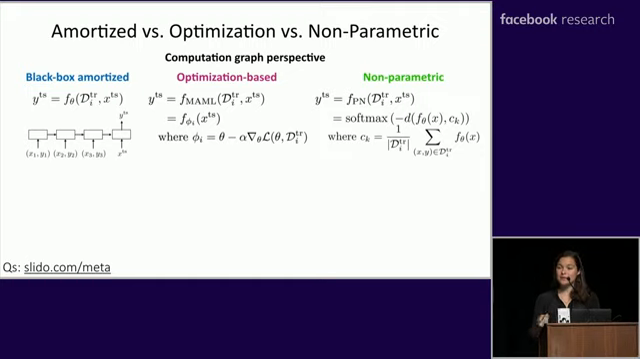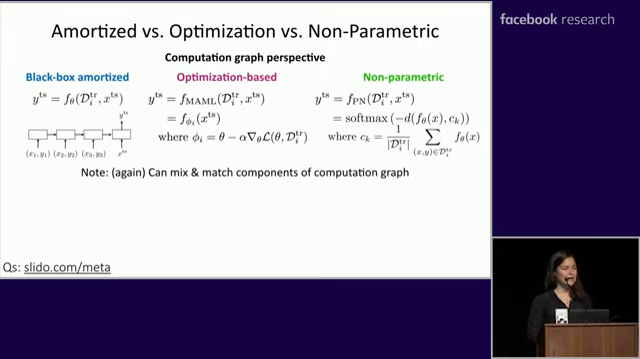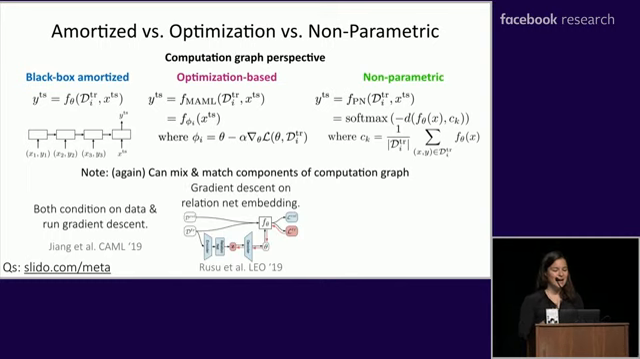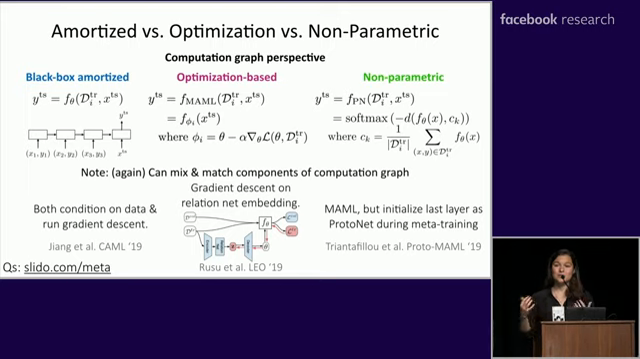And so with this view, again, we can mix and match components of this computation graph to create hybrid approaches among these different three. And this includes things like CAML, which can both condition on the data with a black box approach and run gradient descent on the parameters. Another hybrid approach is to run gradient descent on an embedding that produces a set of parameters. So this sort of combines all three approaches. And then finally, we can do something like MAML, but initialize the last layer to be a linear classifier equivalent to the prototypical networks classifier.